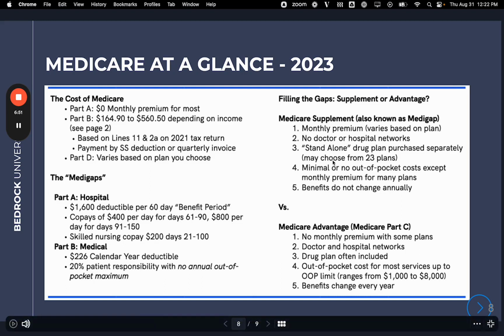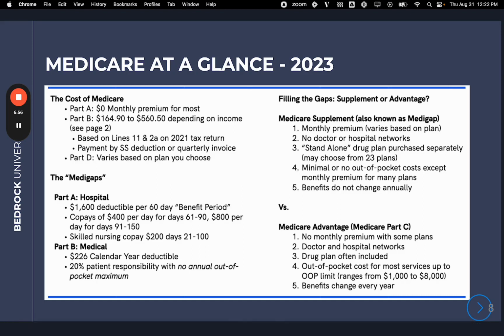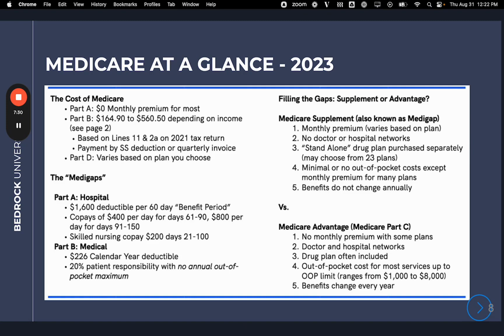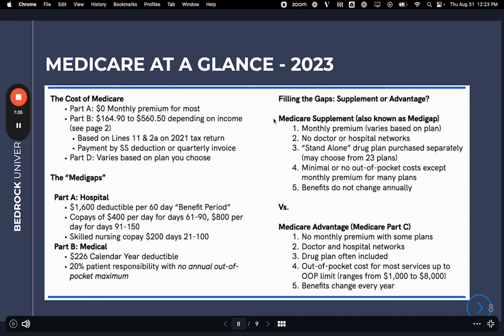We'll take a look at those quotes as well so that you have a picture of what your total costs will be. A benefit of this plan is that there are minimal or no out-of-pocket costs except for monthly premium for many plans. This means that, for example, with the Plan G, which is the most popular plan by far, you'll pay that small deductible under Part B, $226 per year, after which the Plan G would pick up the remaining costs for any Medicare covered services. Another benefit is that these plans do not change from year to year. So the plan that you sign up for today will be the same plan that you have 5, 6, 10 years down the road. You will have some change in the premium that you pay, as that can go up with inflation.